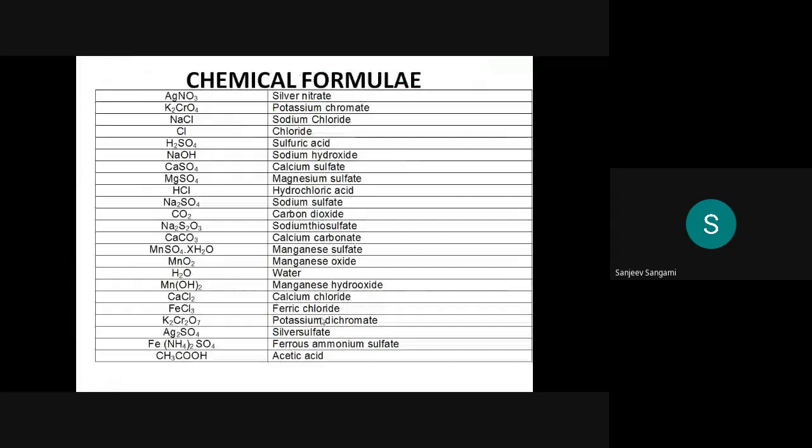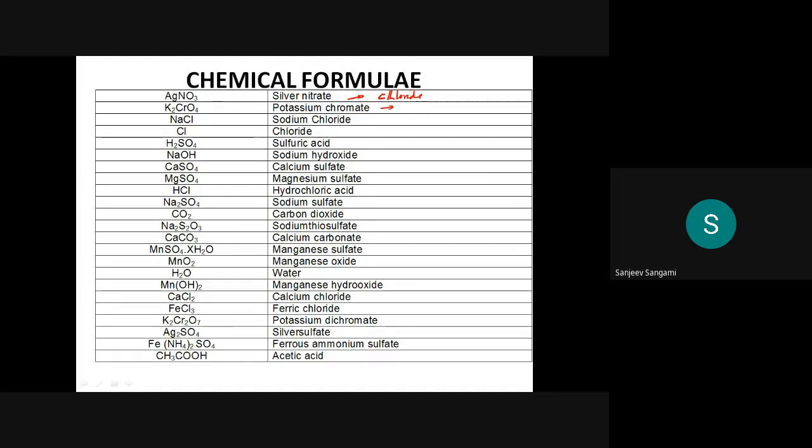So next, let us move on to some of the chemicals and chemical formulas we'll use in our lab. First one is silver nitrate. It is designated as AgNO3. So capital A, small g, capital N, capital O3. That is silver nitrate. It is used in the chloride experiment.